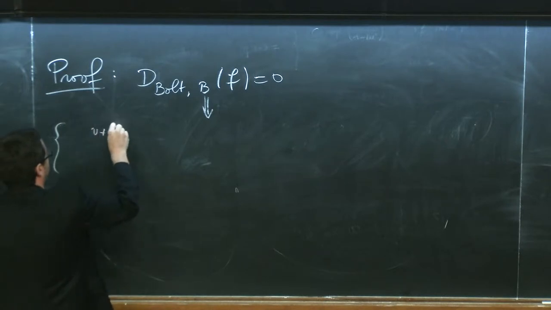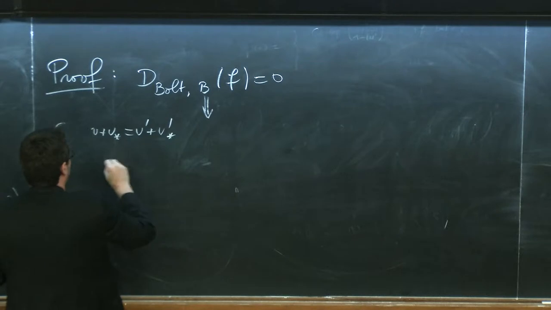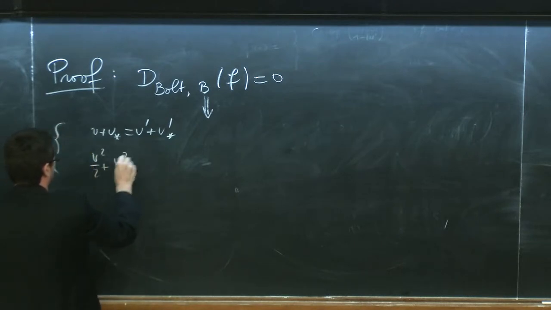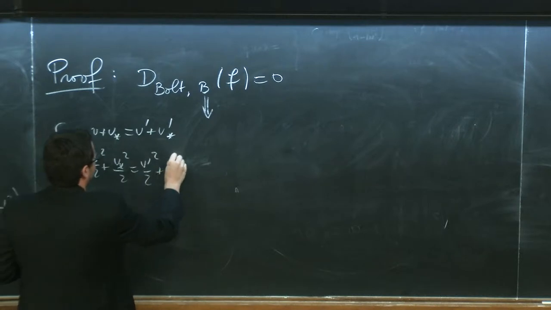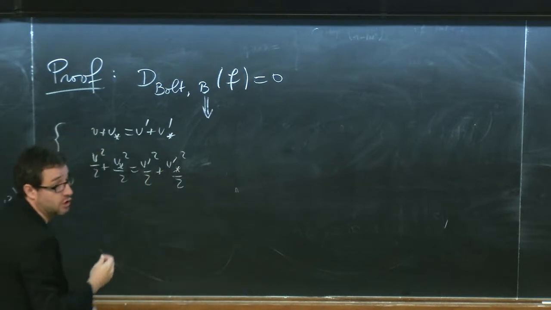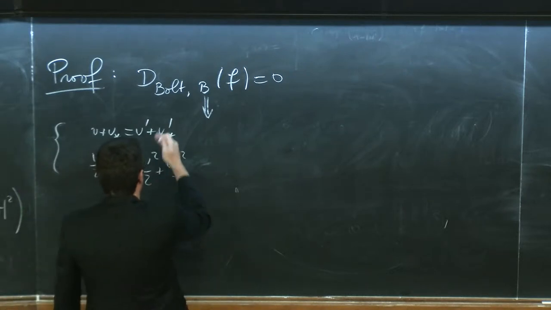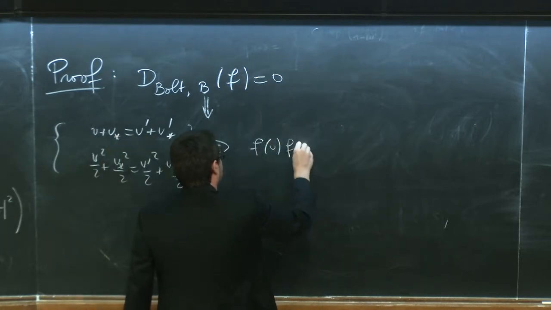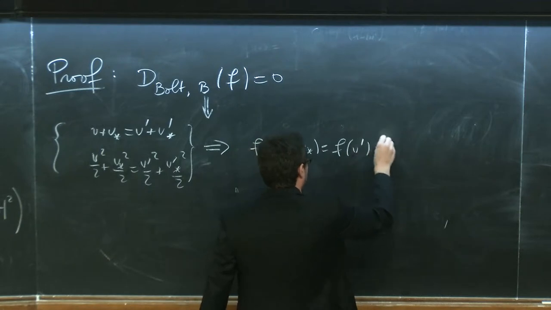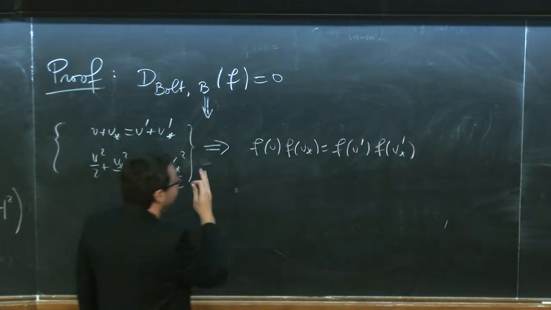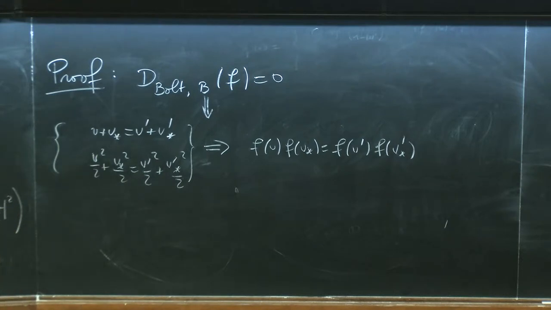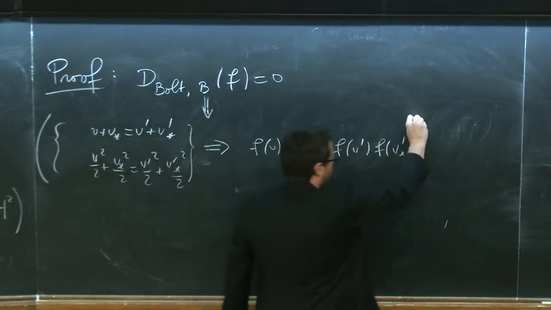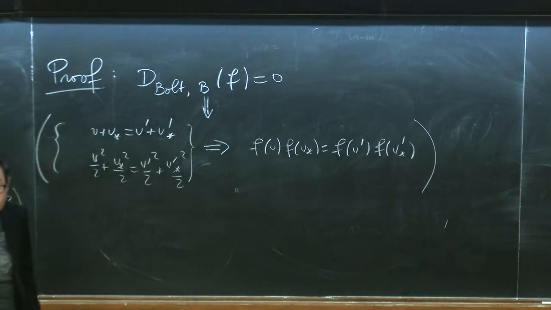actually v plus v star equals v prime plus v prime star, equality of the kinetic energy and of the momentum, implies f of v star is equal to f of v prime star. And this is due to the fact that we suppose that the capital B is strictly positive here. Okay? So this is a sort of global statement which is a consequence of the entropy dissipation being equal to zero.